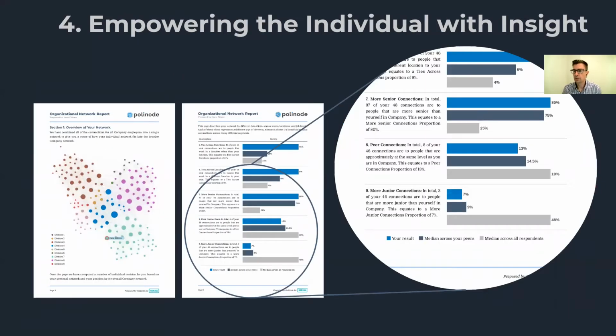So, that's a really important and valuable thing to measure, but how can we turn that into actionable insight as well? One way that we do that is through individual network reports. Here you'll see an example of such an individual network report, where we give the individual a sense for where they sit in the overall organizational network, right? And then we also provide them with insight into a number of different metrics. What I've focused on here is the proportion of their connections that are to people that are more senior than themselves, that are their peers, that are more junior than themselves.